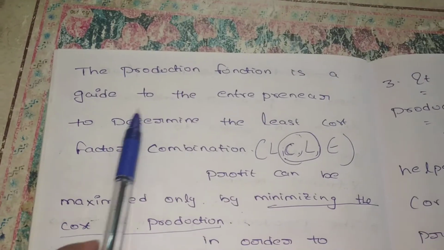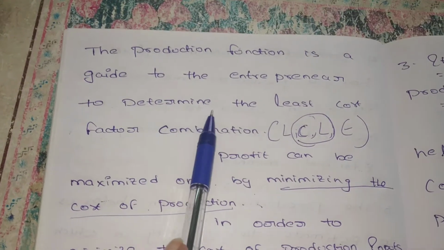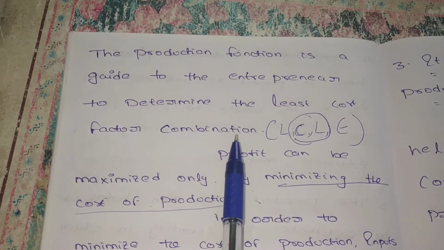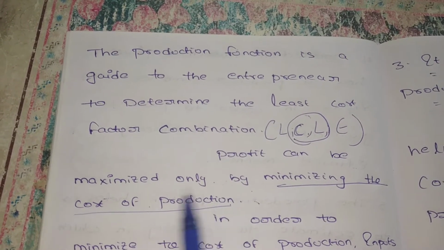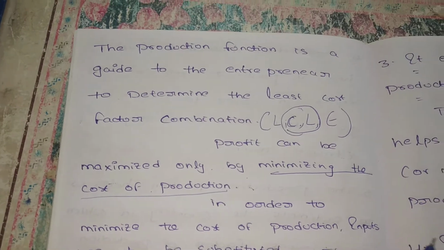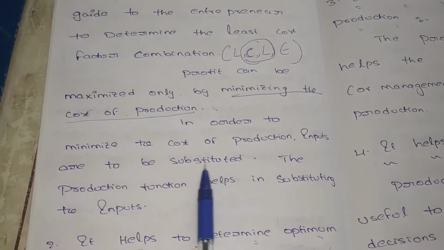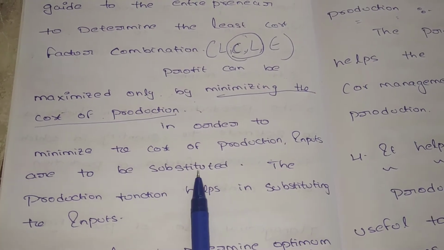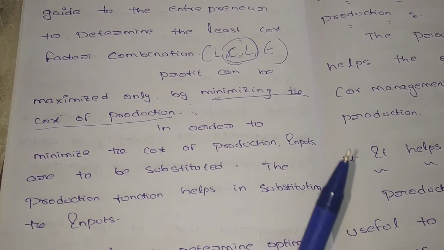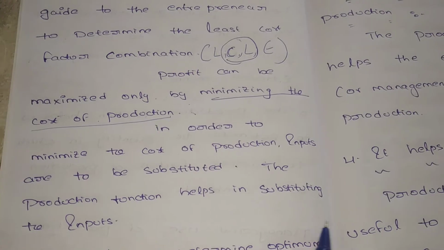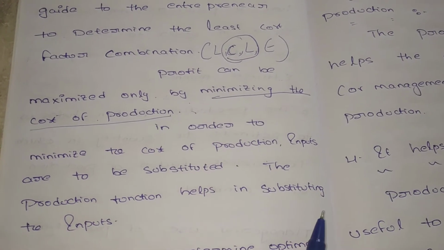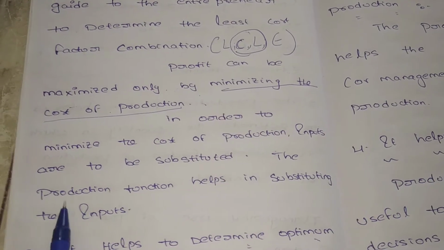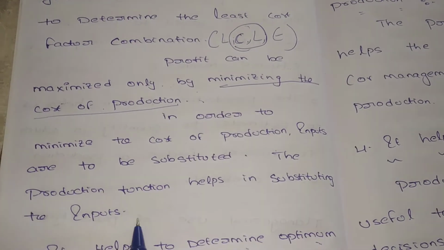Let's see here. The production function is a guide to the entrepreneur to determine the least cost factors of combination. Profit can be maximized only by minimizing the cost of production. In order to minimize the cost of production, inputs are to be substituted. For that, the cost of production is minimized. Then we can substitute our inputs. What are the inputs? Labor and capital. This production function helps in substituting the inputs.